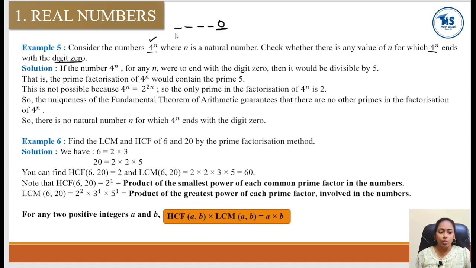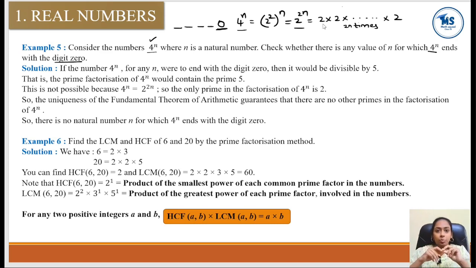Okay. So considering the given number 4 power n, we can write it as 2 square, whole power n, which is 2 power 2n. What does this mean? 2 into 2 into 2 into 2, 2n times. The prime factorization of 4 power n is 2 into 2 into 2 into 2, 2n times. That we understood. We need to understand this small thing.